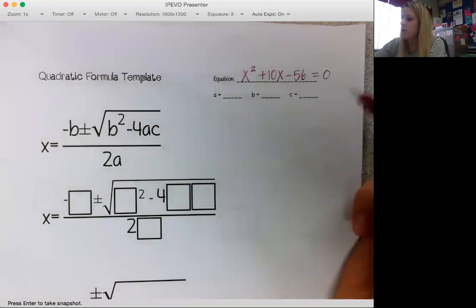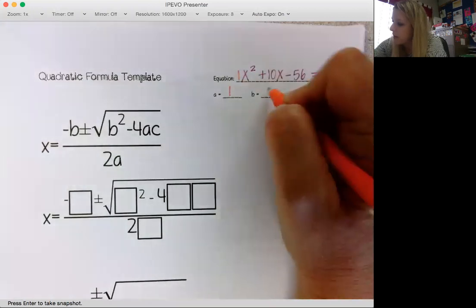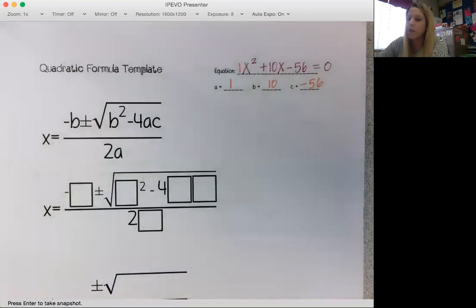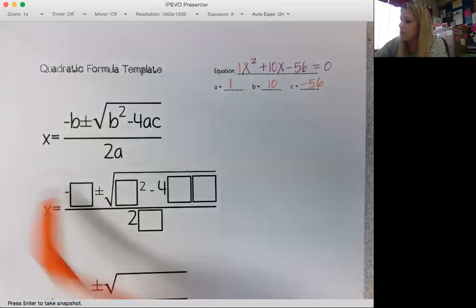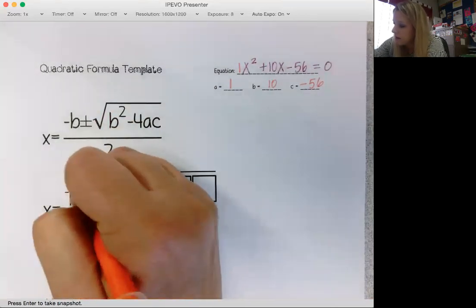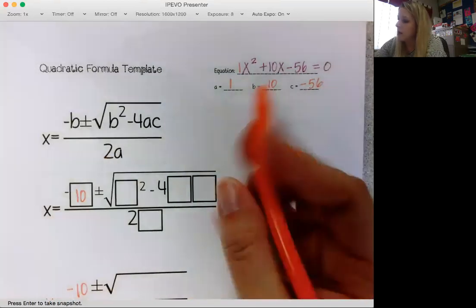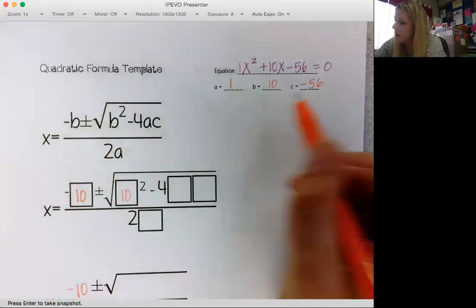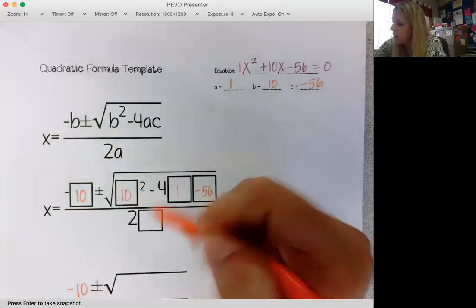And the first thing I'm going to do is decide on what is my a, b, and c. So my a here is 1, my b is 10, and my c is negative 56. Okay, so now I'm going to plug them in. Here's my quadratic formula. Opposite of b, remember, so negative b is negative 10. My b again is 10, minus 4, a and c. I'm going to plug in a and c. So 1 and negative 56 all over 2a, which is 1.